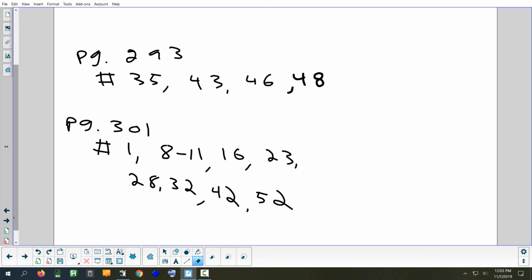Okay, so homework for tonight. Page 293 is the first part we did. You're going to have to find a power model for some data. And page 301 is what we did with the graph.